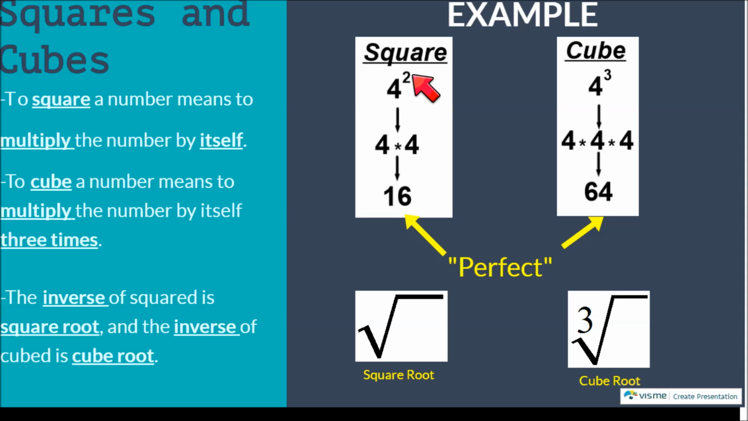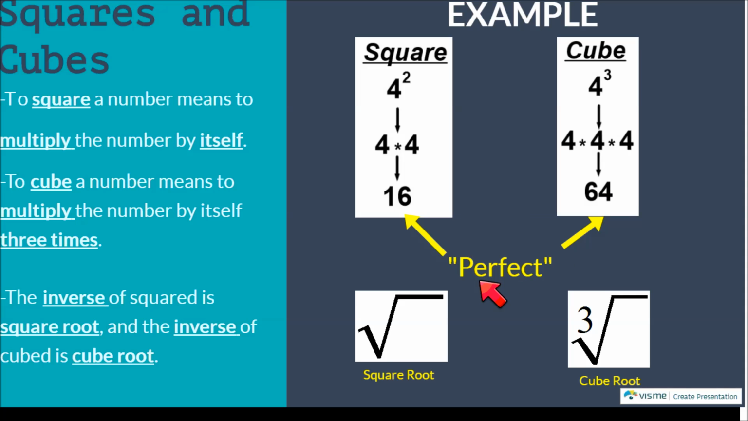So if I have 4 squared, we've seen this symbol before. 4 squared just means 4 times 4, which is 16. So 4 squared is 16. Now we need to make sure we understand this is not 4 times 2. 4 times 2 is 8. This is 4 two times, or 4 times 4, which is 16. Same thing with cubed. 4 to the third power is not 4 times 3. 4 times 3 is 12. 4 to the third power is 4 three times: 4 times 4 times 4, which is 64. 4 times 4 is 16. 16 times 4 gives me 64.